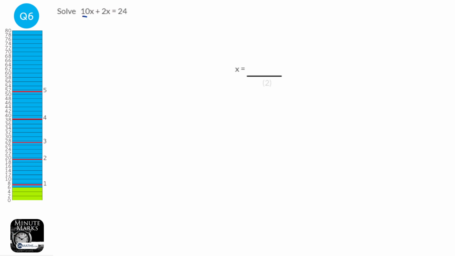So we've got 10x plus 2x. Now 10x plus 2x are like terms, so we can just add them together to make 12x. And we've got that equal to 24. Let's put in our solve lines.